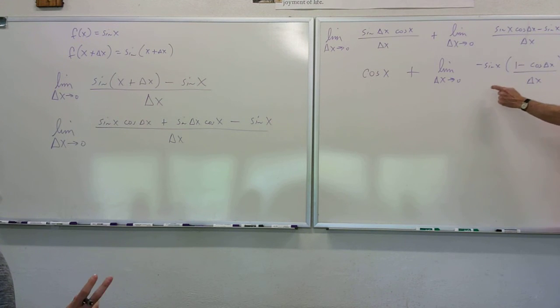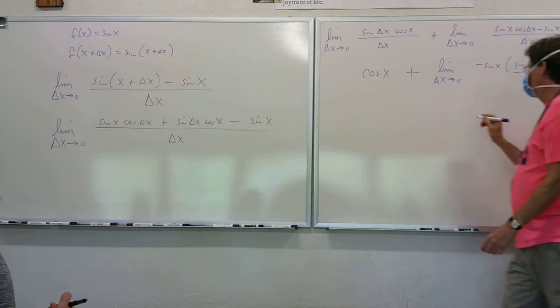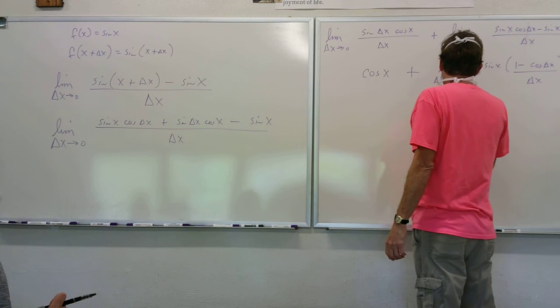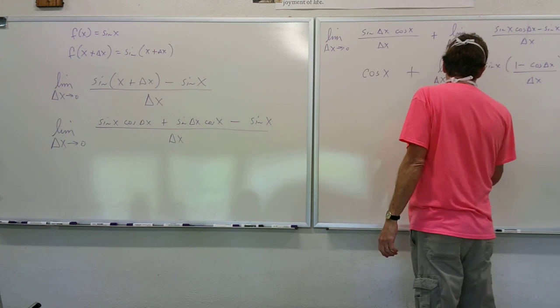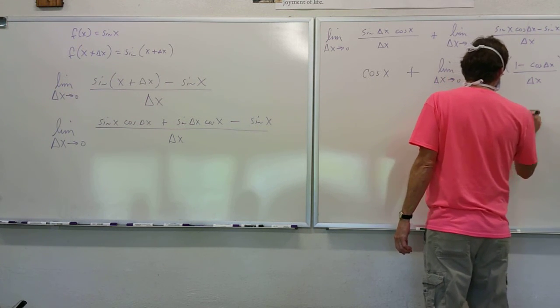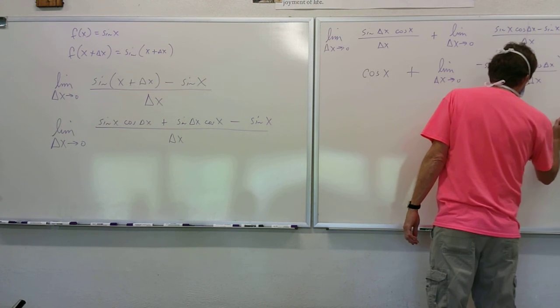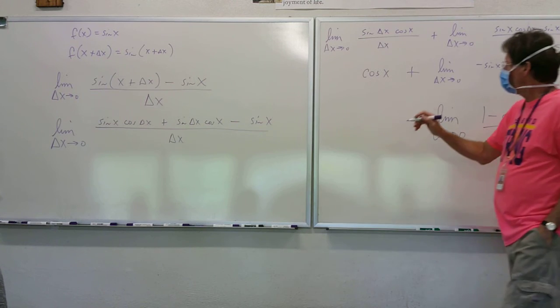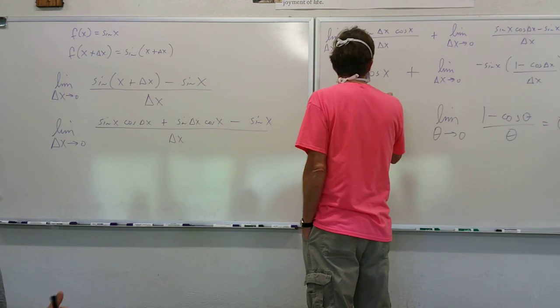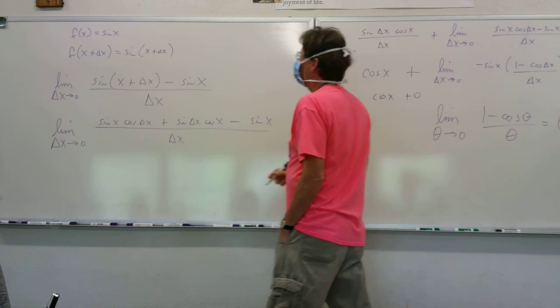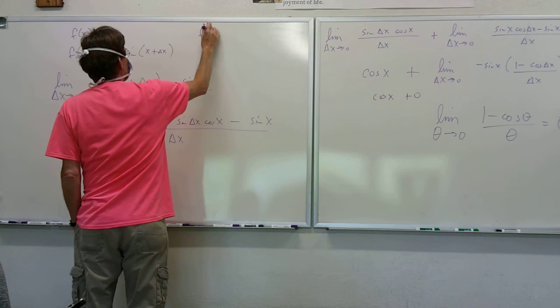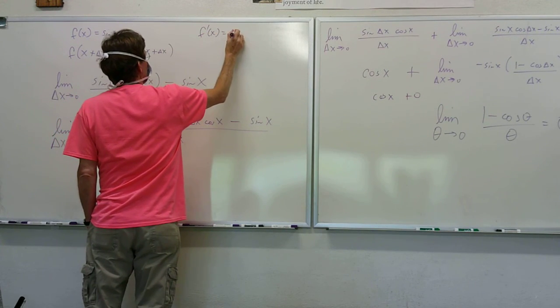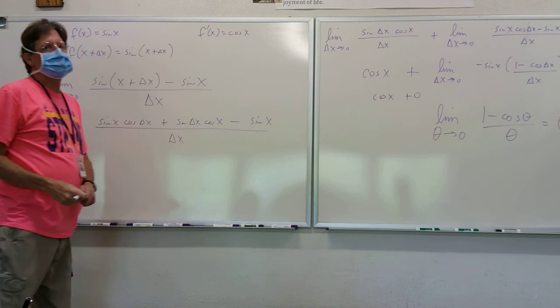That the limit as theta approaches 0 of 1 minus cosine theta over theta equals 0. The limit of that is 0. And we usually prove it to you and then tell you to memorize it. That's 0. So you get cosine x plus 0, and so you find out that f prime of x equals cosine x. And that's how all the trig ones are.